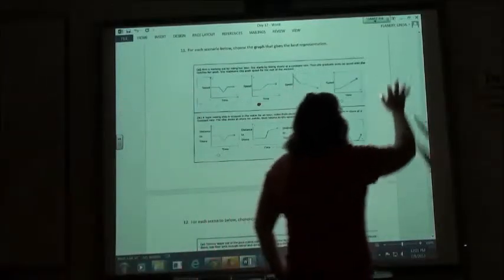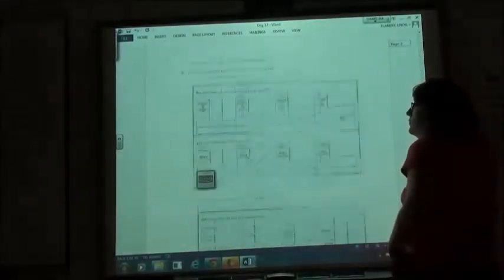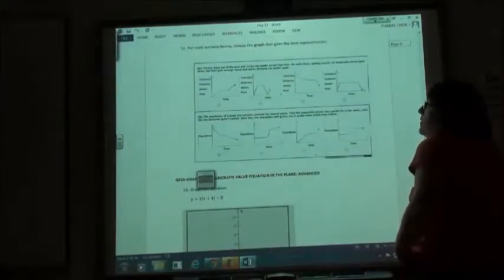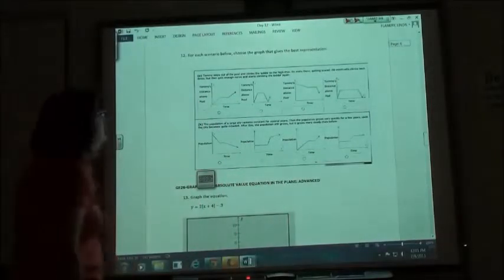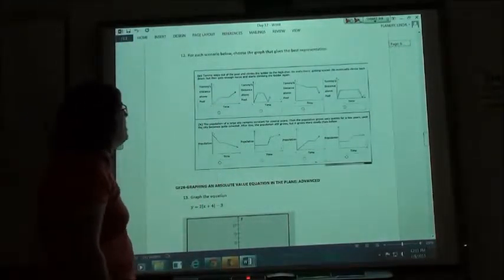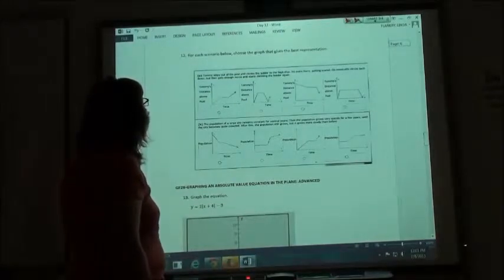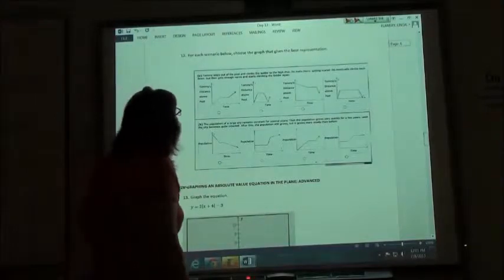Number 12 says, Tommy steps out of the pool and climbs the ladder to the high dive. He waits there, getting scared. He eventually climbs back down, but then gets enough nerve to start climbing the ladder again.